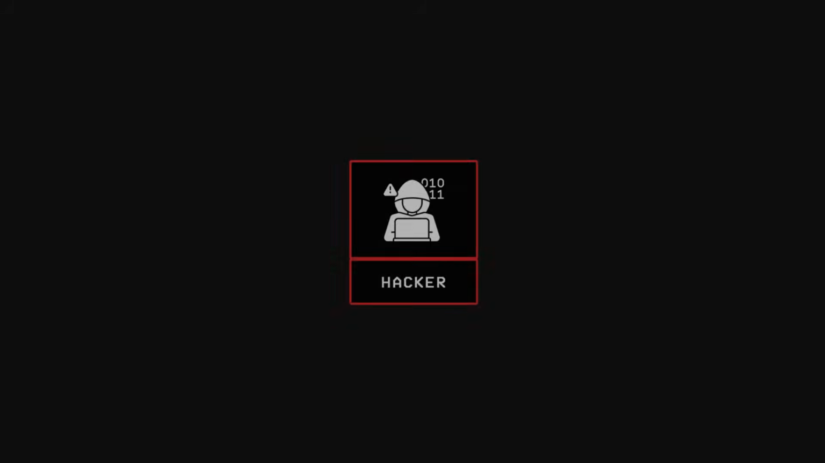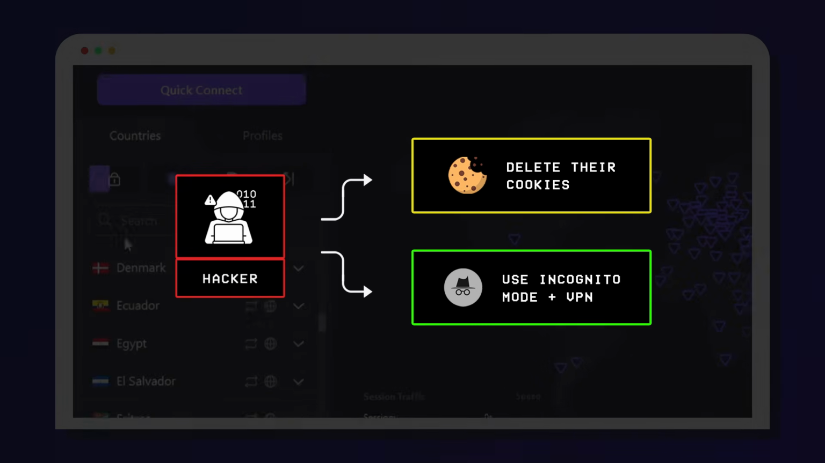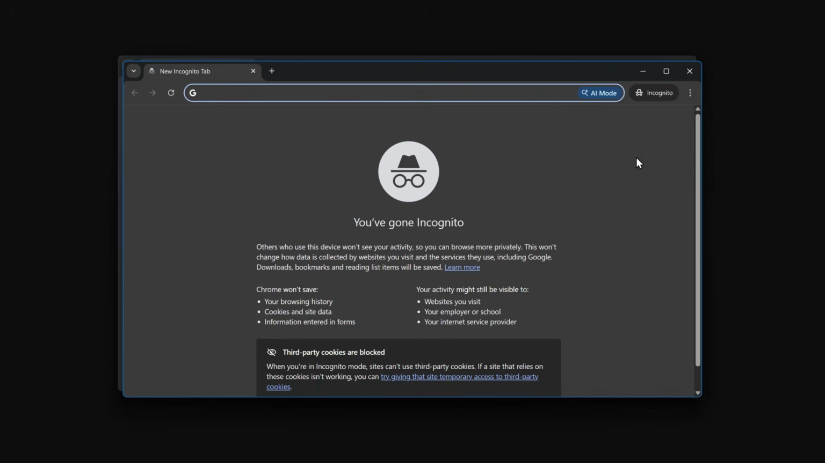On the flip side, if a hacker wants to hide their identity from a website, they can simply clear their cookies or use Incognito mode along with a VPN, as Incognito mode starts with a clean state each time.